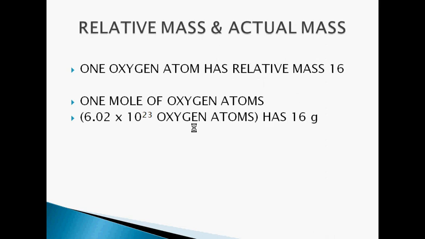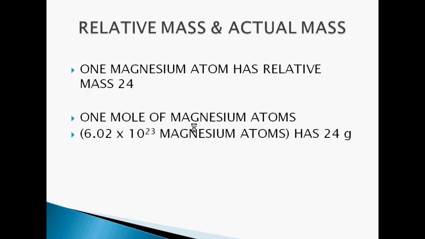1 oxygen atom, just 1, has relative mass of 16. 1 mole of oxygen atoms, now a lot, would have 6.02 times 10 power of 23 oxygen atoms, and has 16 grams. 1 magnesium atom has relative mass of 24. That's only 1 magnesium. But what if 1 mole of magnesium atoms? That is a lot of magnesium atoms. You will have 6.02 times 10 power of 23 magnesium atoms, and it will have 24 grams.